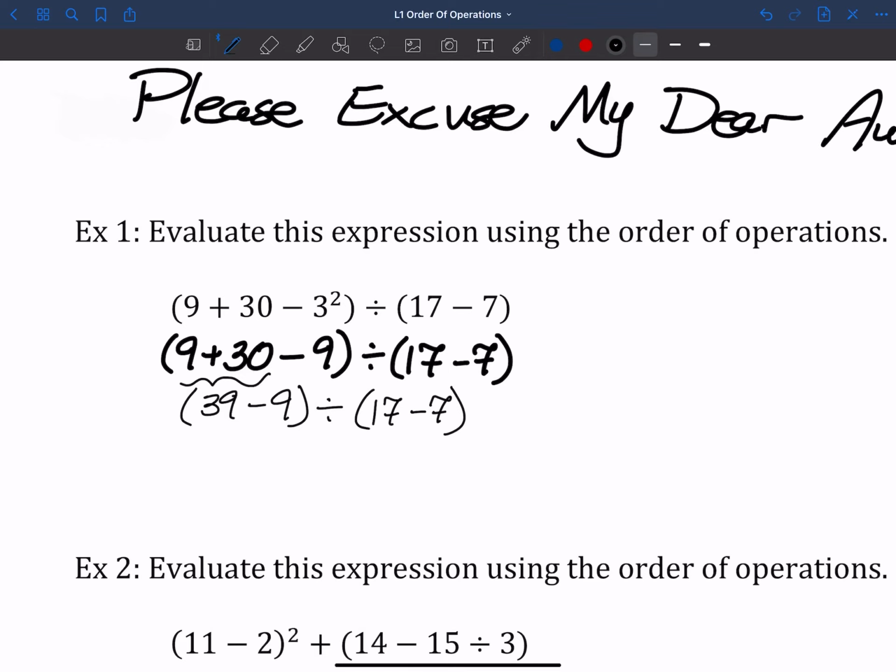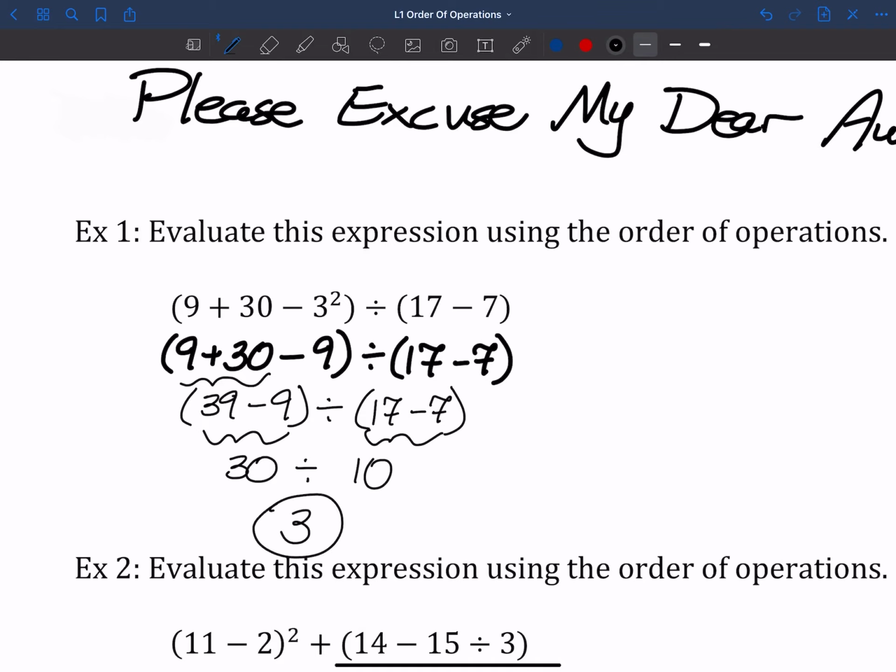Again, bringing everything else down. I haven't even touched that second half yet. We're not there yet. And then I'm going to do 39 minus 9, which is just going to give me 30. When you get down to just one thing, you can drop the parentheses. We don't need them anymore, because the group is just one thing. If you're feeling up to it, we can shortcut this last piece too. 17 minus 7 will take care of those parentheses. That's just going to come out to be 10. At the end of all this, 30 divided by 10 is just 3.